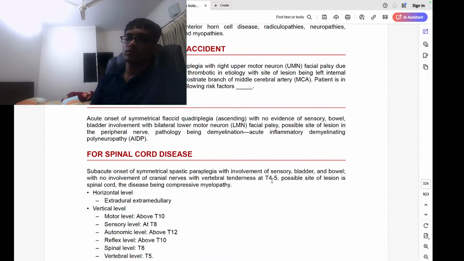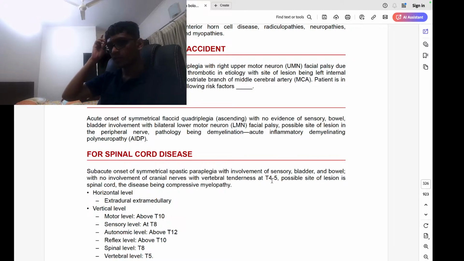So, for cerebrovascular accident, you need to say sudden onset, right-sided, dense hemiplegia with right upper motor neuron (UMN) facial palsy due to cerebrovascular accident, possibly thrombotic in etiology, with site of lesion being the left internal capsule, possibly involving the lenticulostriate branch of middle cerebral artery (MCA). Patient is in a state of neuronal shock, and patient has the following risk factors.